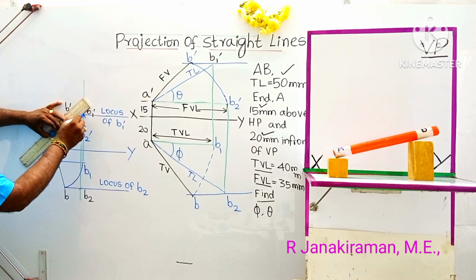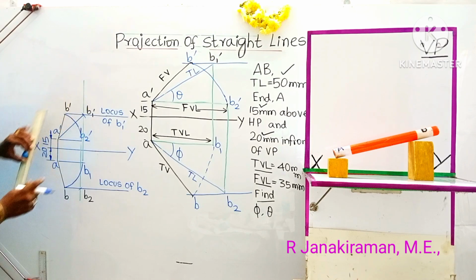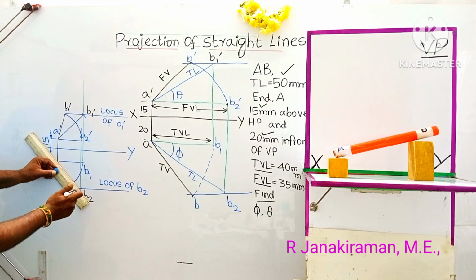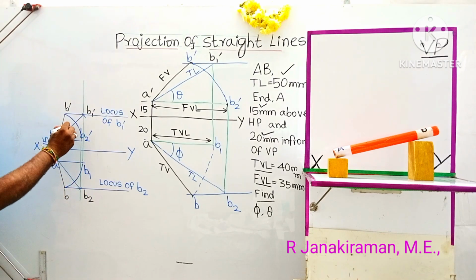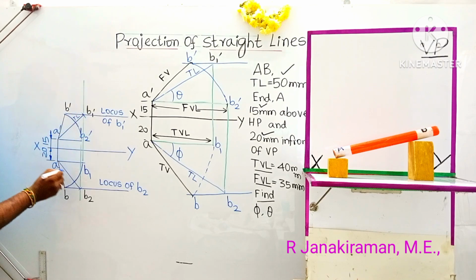This is the true length, 50 mm we would have taken. Similarly, join AB2. It's a lighter line. So this line is true length. A dash B1 dash is a true length, 50 mm we would have taken. Similarly, AB2 is also true length. AB is the final top view. A dash B dash is the final front view.